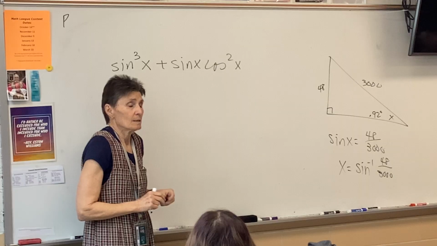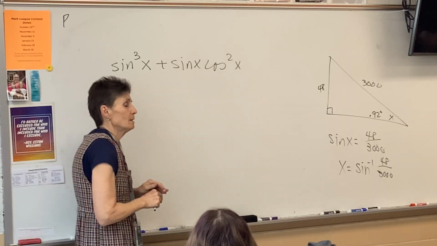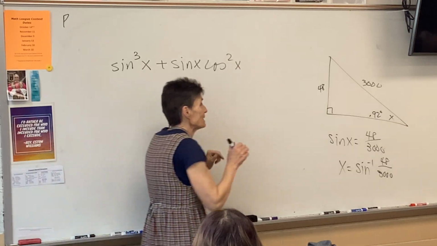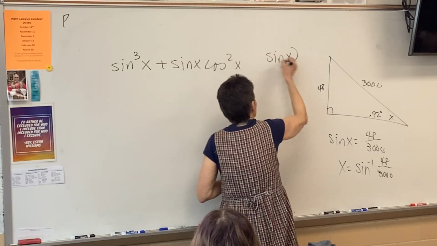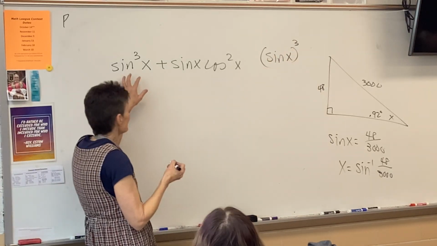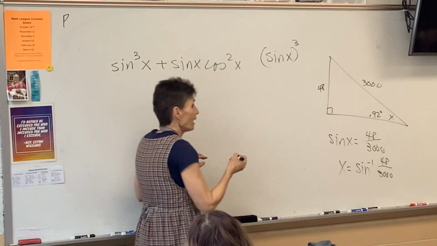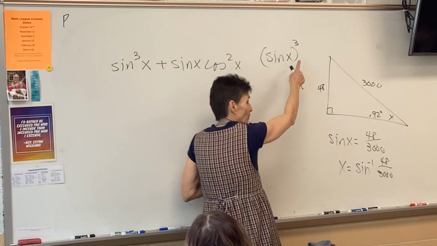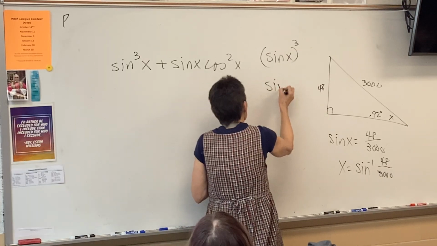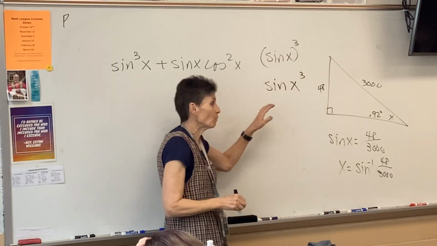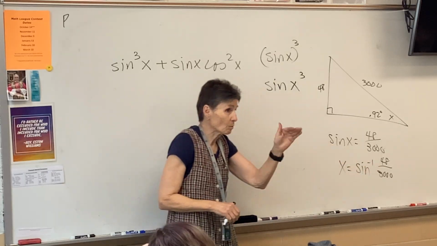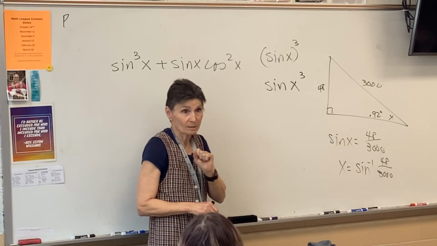Now, traditionally, mathematicians, this is sine cubed. That means sine x cubed. Traditionally, we write it this way because we either have to use parentheses, and no one wants to write those over and over again, because we can't write it this way. Do you understand why we can't write it this way? Then it looks like the x is cubed, and that's not what I mean. I mean the sine is cubed.